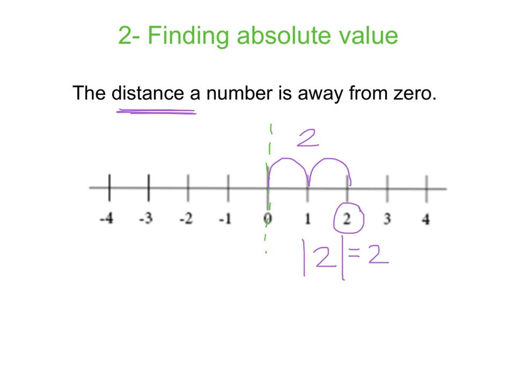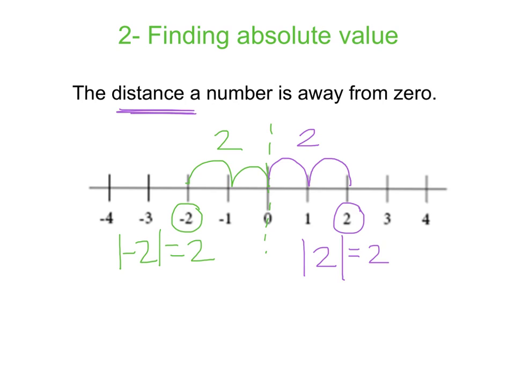Now let's look at its opposite. Let's look at negative 2. Well, we're going to still start at negative 2 and count how many times we need to go until we reach 0. 1, 2. That means that we also have a distance of 2. Our distance is always positive, so we don't have to talk about negative 2 being negative 2 steps away from 0. So if we write the absolute value of negative 2, it also will be 2.